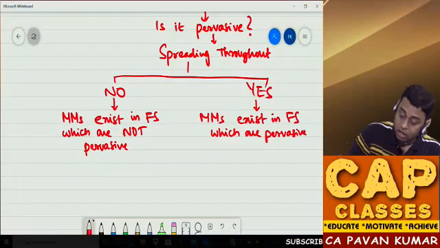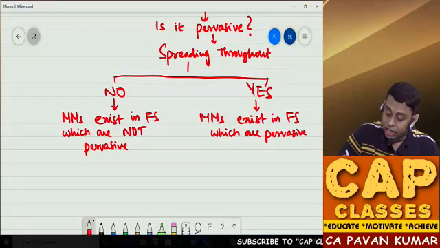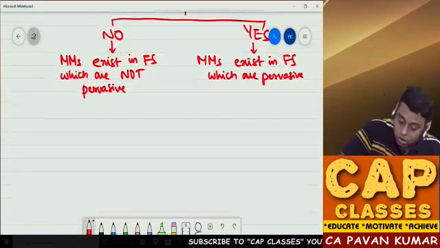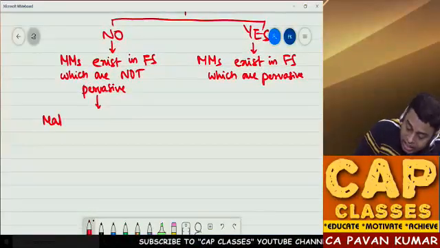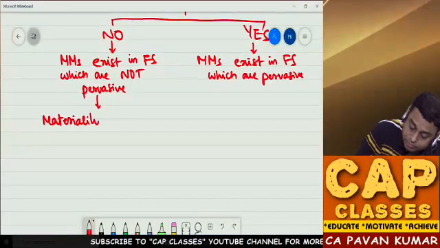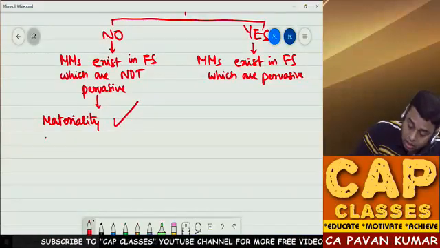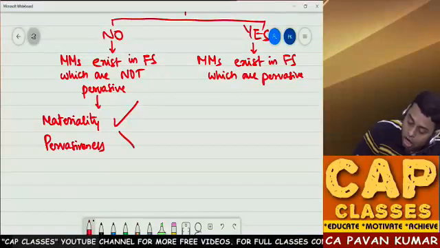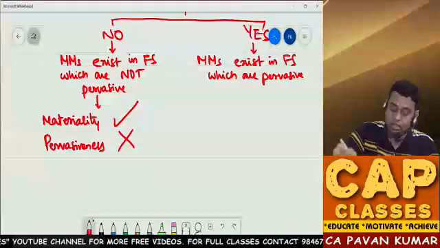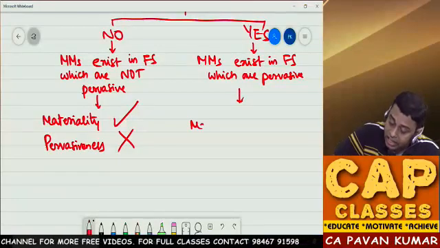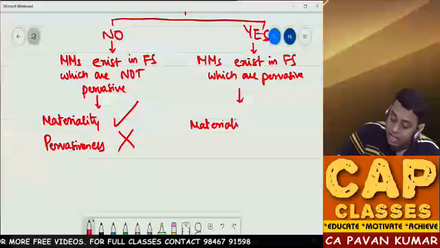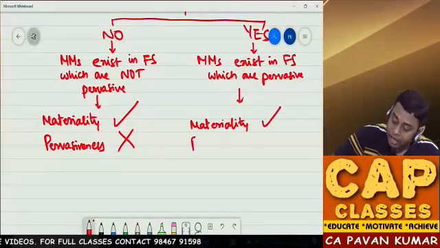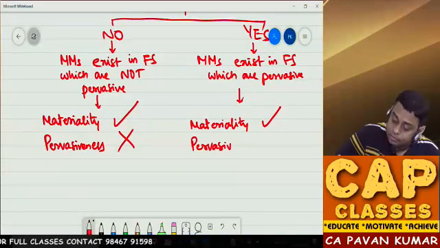So here there are two tests. You are conducting two types of tests. What are the two tests? Materiality test, yes, pass. Pervasiveness, not pass. Then it is one situation. Here, is it material? Yes. Materiality test attracted. Pervasiveness attracted.